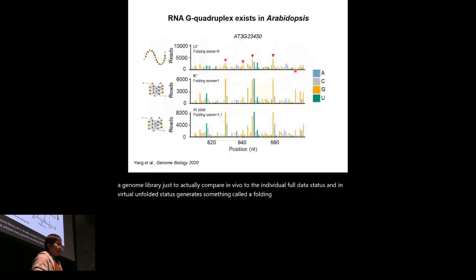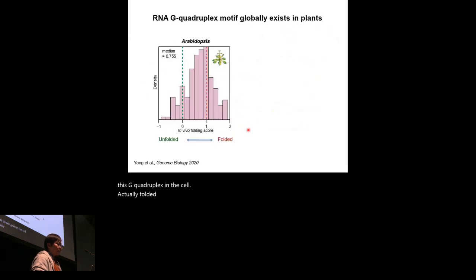So again, just the example I show you: with lithium you see a more even distribution, with potassium it is more uneven, and the in vivo is much more similar to the potassium condition. So this G-quadruplex in the cell is actually folded. So then how about transcriptome-wide?